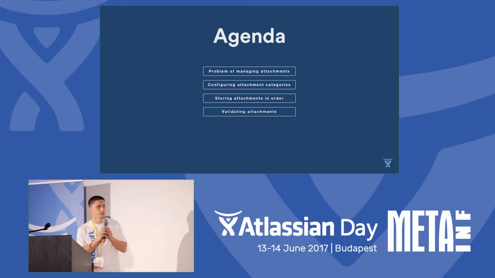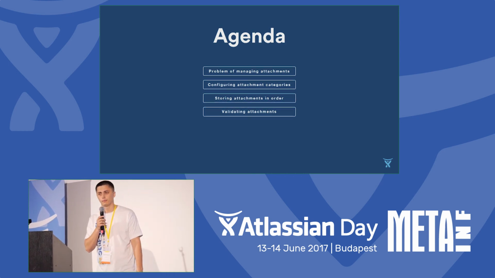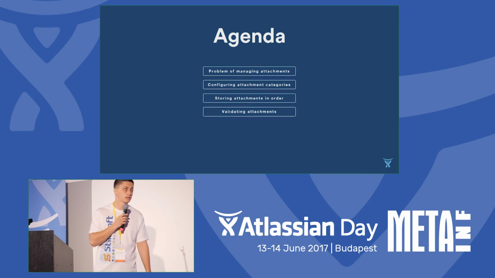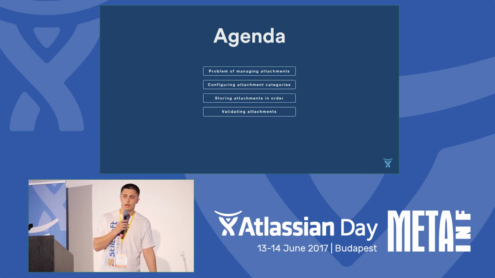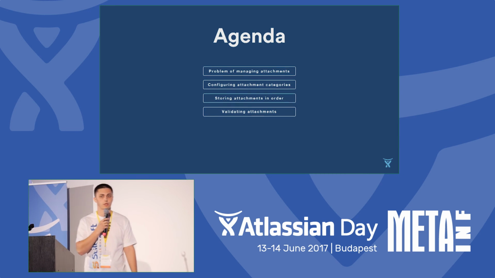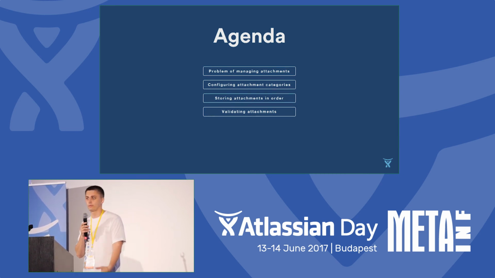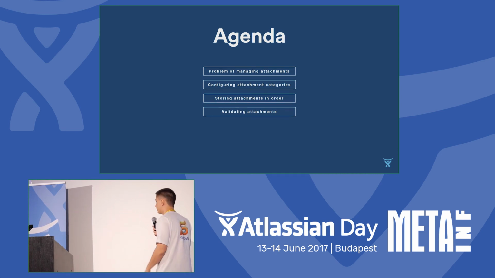So my agenda includes 4 points for you. First of all, it's the problem of managing attachments in Jira Service Desk. The next point is configuration of attachment categories for efficient distribution of files across them. The next point is retention of attachments and the way to improve them. And the last point is validation of attachments in your Jira issues and support requests.